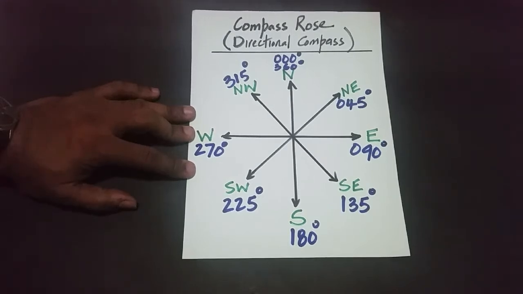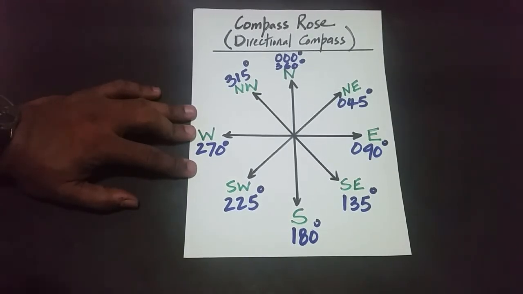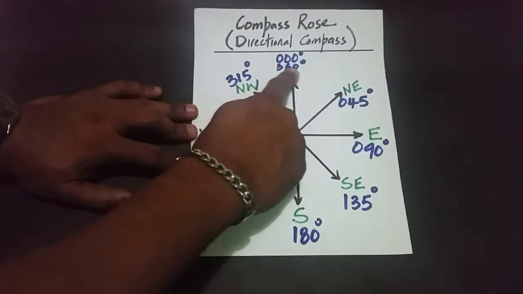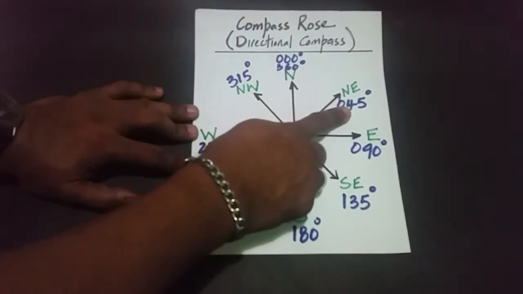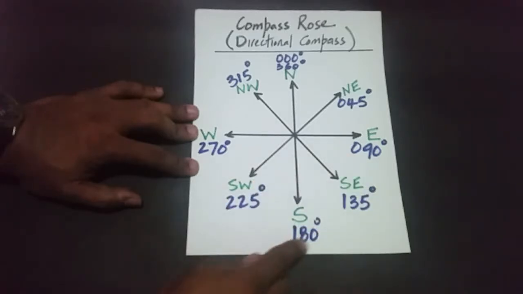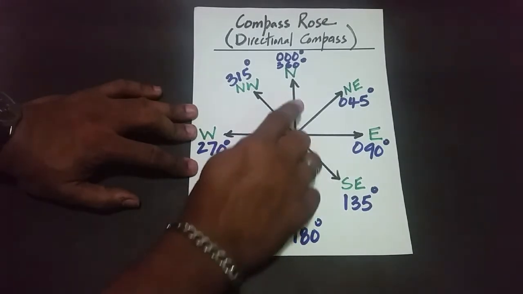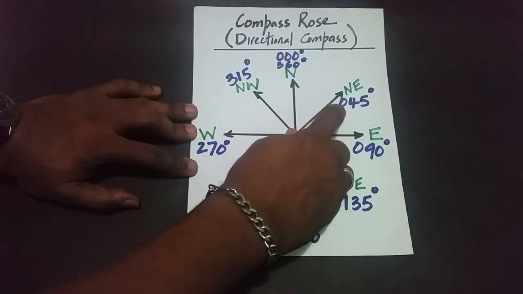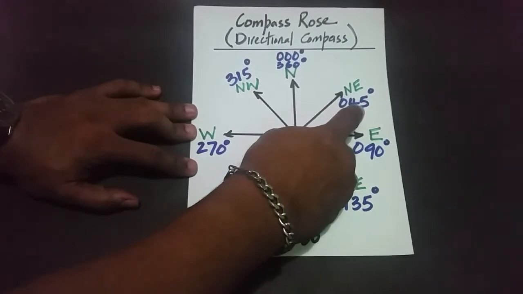So north is a direction, south is a direction, northeast is a direction, east is a direction. All of those are directions. Now, in blue, we have the bearings. So the bearings refer to the degrees. So note that a direction of northeast has a bearing of 045 degrees.